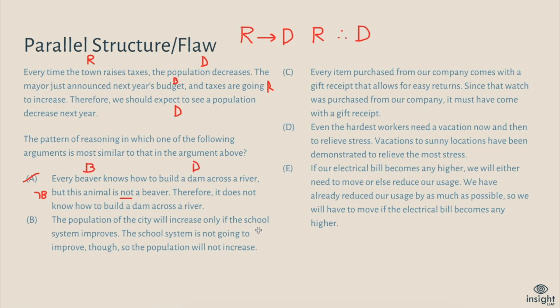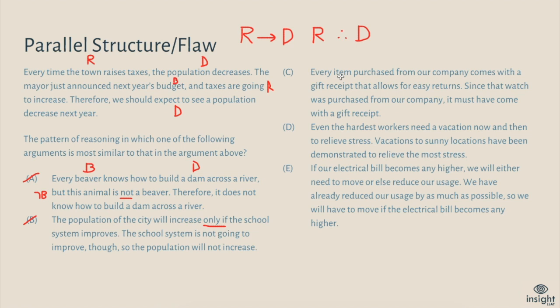Moving on to B. The population of the city will increase only if the school system improves. Uh-oh. Only if. Remember from lesson 2? Only ifs are necessary conditions. But in our blurb, we have a sufficient condition. Remember, if-then statements are sufficient conditions, and only if statements are necessary conditions. Those are different structural elements. So there are no necessary conditions in the blurb, and there's already one presented here in B. B cannot be right. Just one element out of place, or one extra element, is enough to throw off the answers in a parallel structure question.